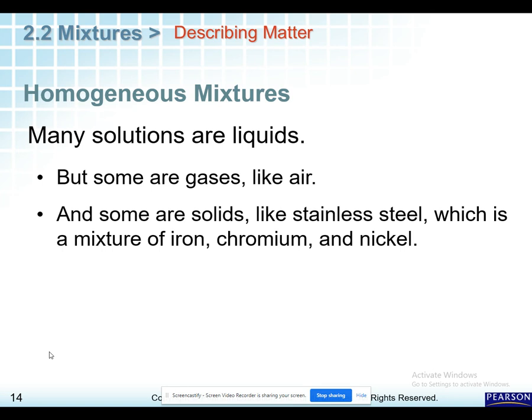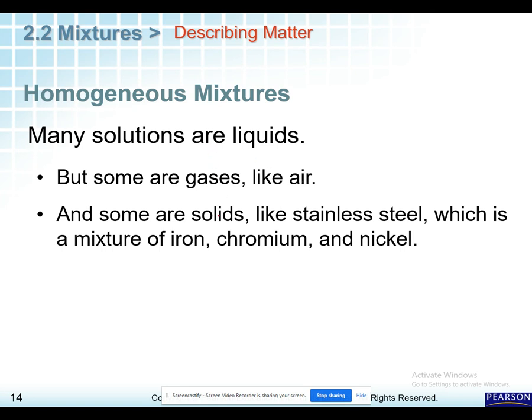However, some of them are considered gases, like air is a mixture. It can have different levels of gases in them. Like some may have more water vapor and some might have less, like we talked about before.